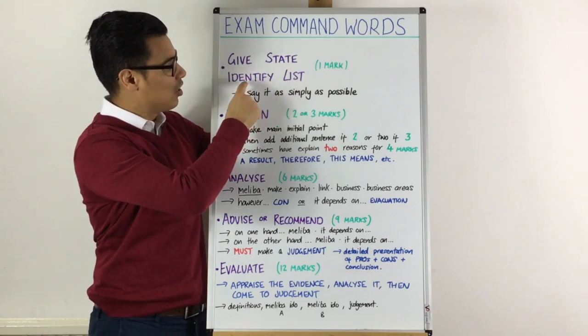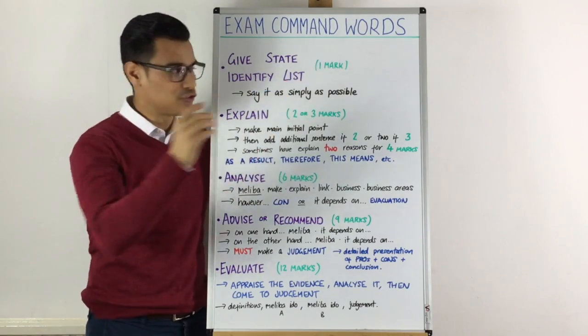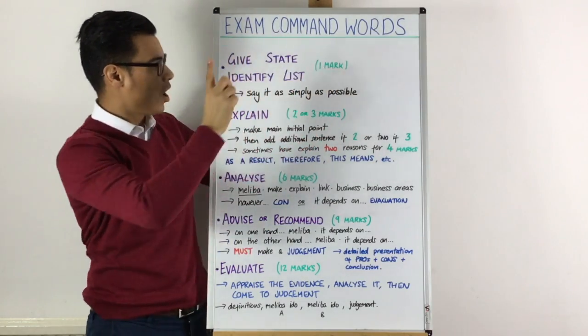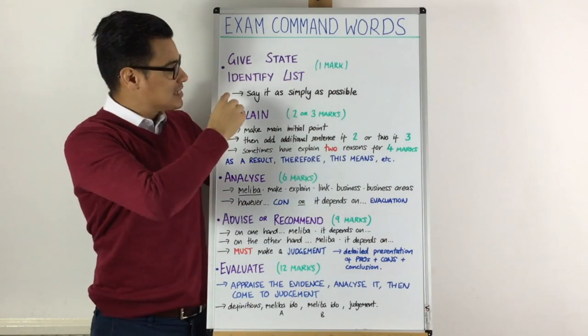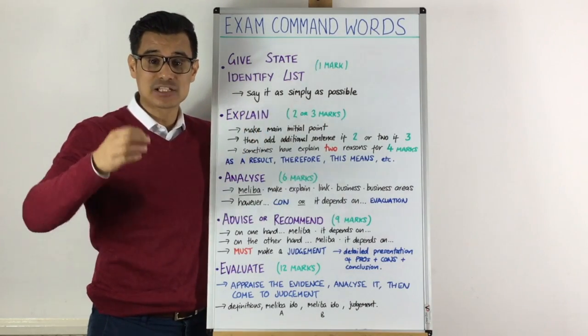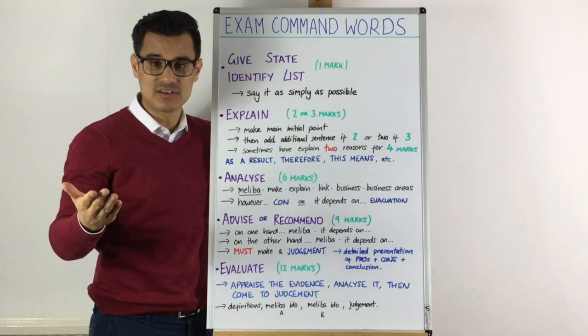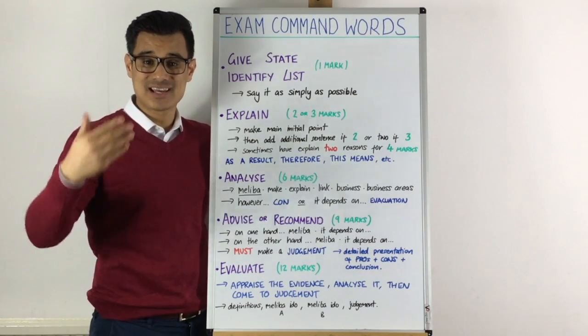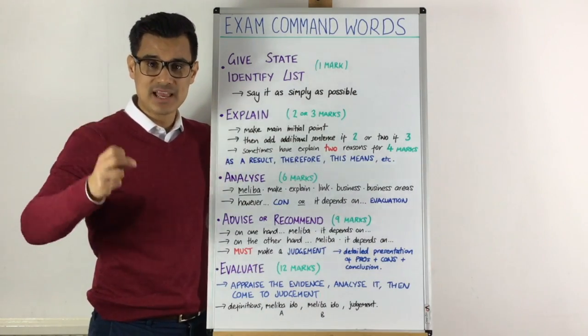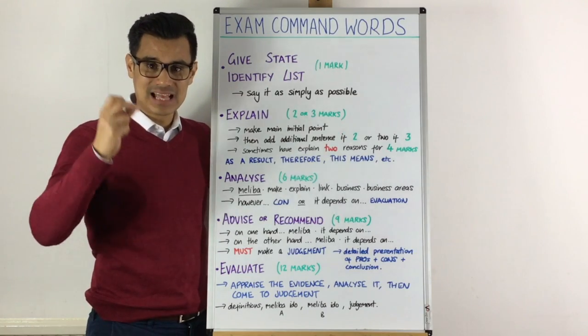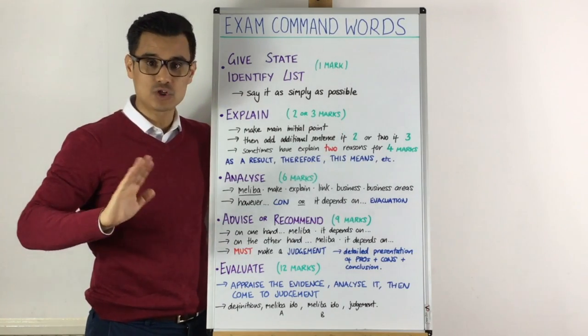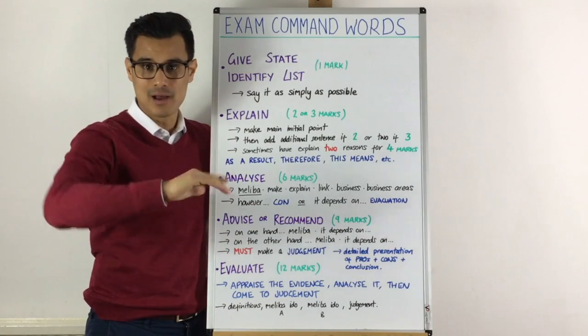We start with the simplest command words. Give, state, identify, list, often and usually for 1 mark. My advice, say it as simply as possible. Just say the phrase if it needs to be said, or if it's possible, say the word that needs to be said. Say it correctly, but say it as simply as possible. Don't waste too much time, just knowledge on the paper, out.